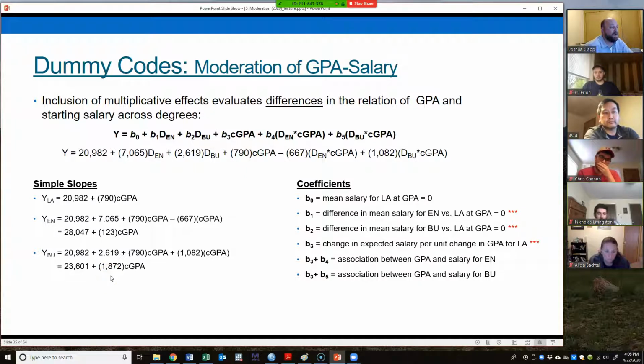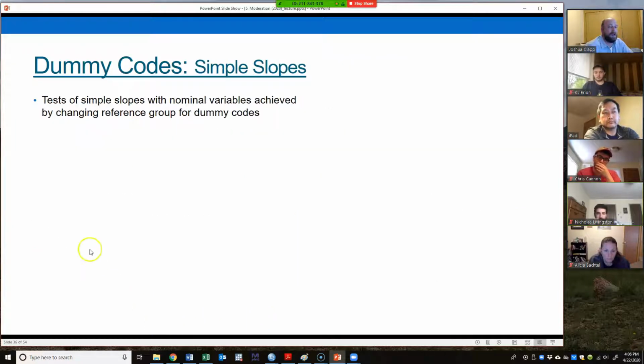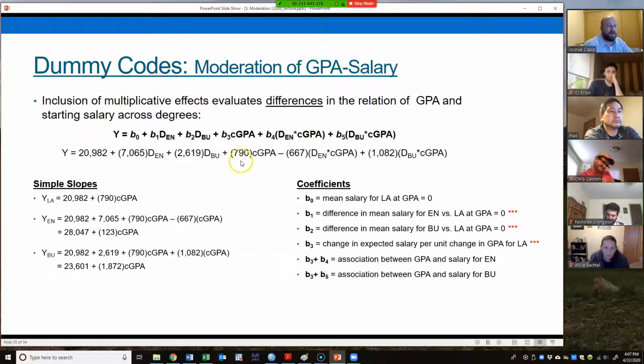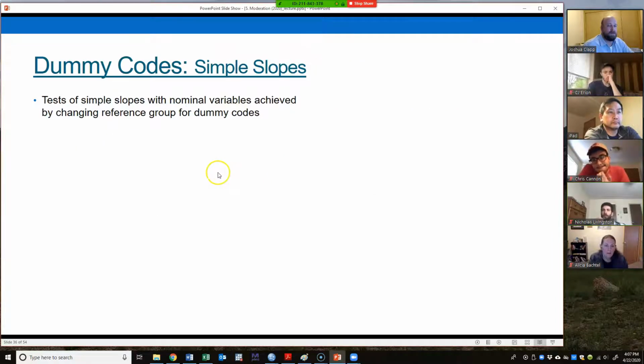People see how we went through and did that? Okay. And so if I want to test these simple slopes, all I need to do, similar to what we did when we were looking at opiate use, is change around the reference category for the dummy codes, right? So my simple slope for liberal arts is just a test of the coefficient B3 in my original model. My coefficient here for GPA in my original coding scheme is just my simple slope for liberal arts, right?